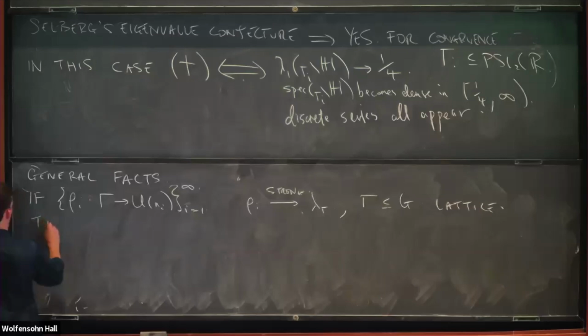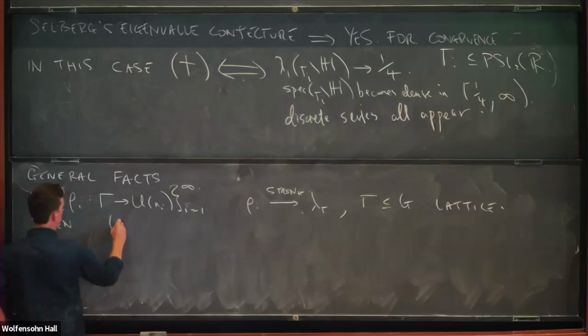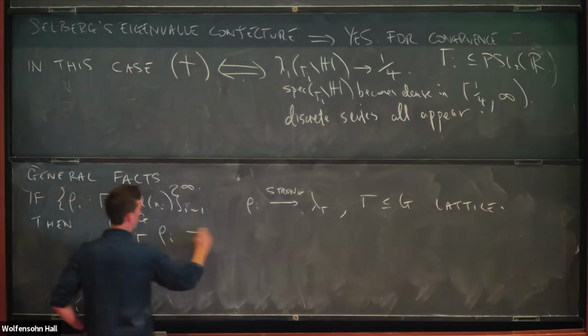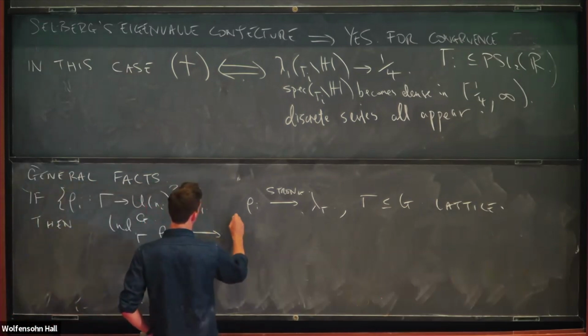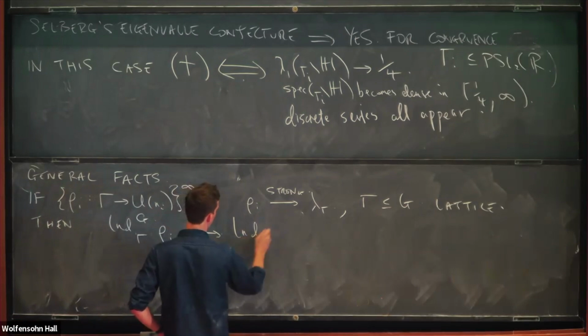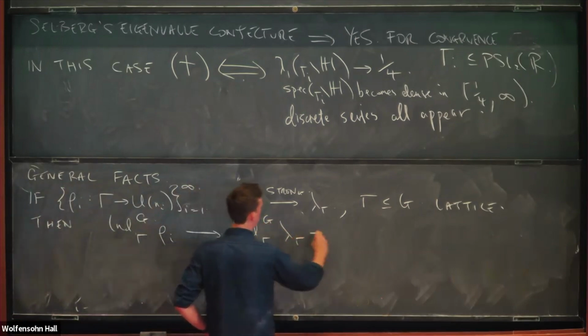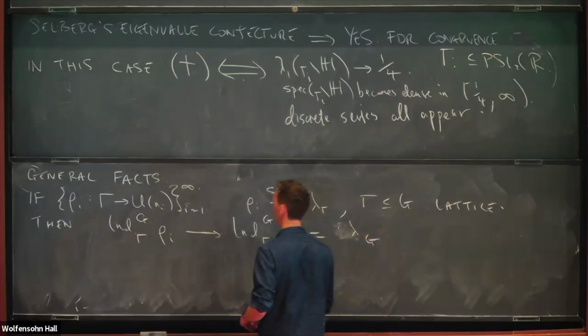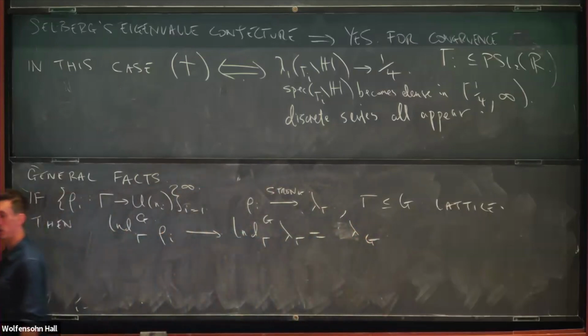Then the induced representation from gamma to G of rho I strongly converges to, well, you can write it like this, the induced representation from gamma to G of lambda gamma, but that's the same thing as just lambda G. That's the way things work. Okay, so this is about induced representations. What have induced representations got to do with surfaces with eigenvalues tending to 1/4? Well, this is the first fact.